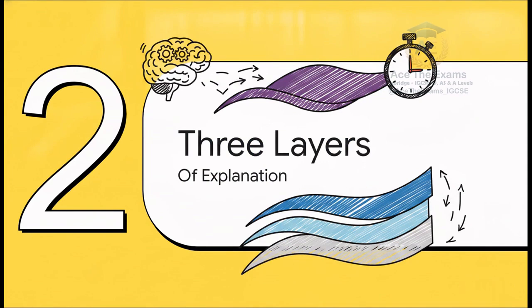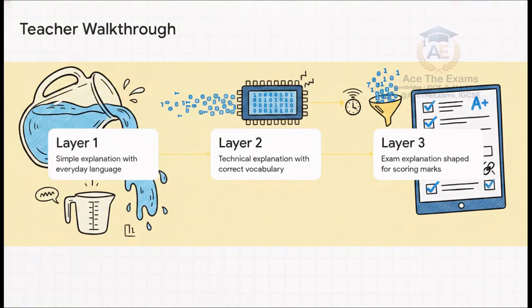Moving into Section 2, the 3 layers of explanation. Now, what's really interesting about this slide is how it bridges the gap. Because listen, if you want to perform under the high pressure of a timed Cambridge exam, you cannot just rely on your initial basic understanding. You have to build your knowledge in distinct layers. Layered learning bridges that massive gap between simply nodding your head in class and writing a perfect answer when that exam clock is brutally ticking down.